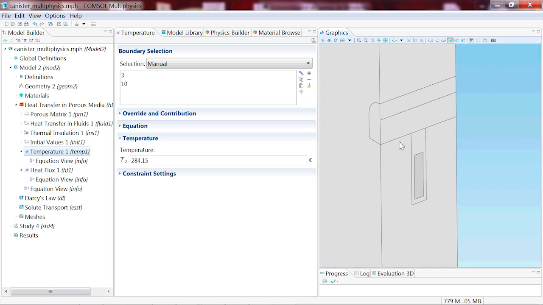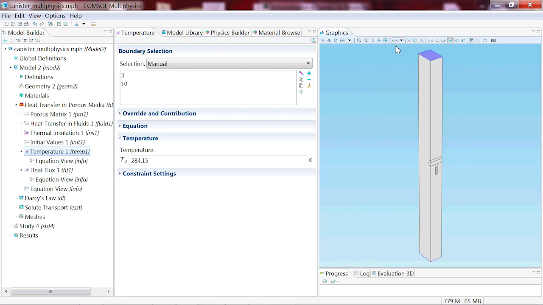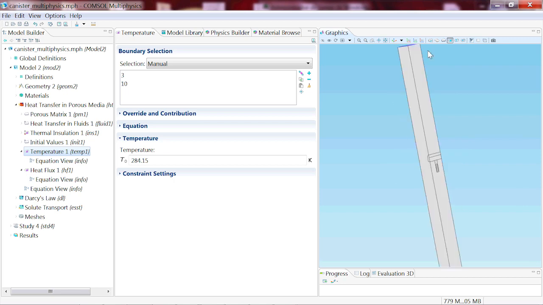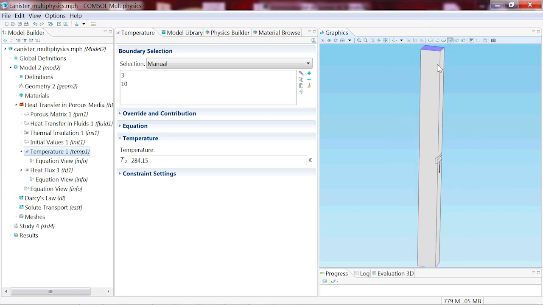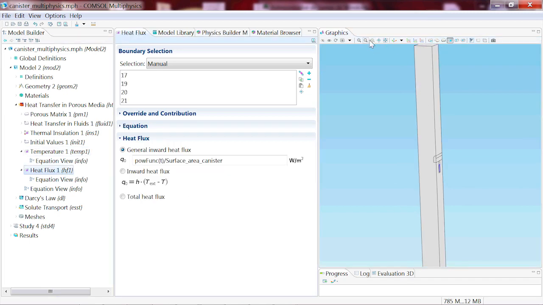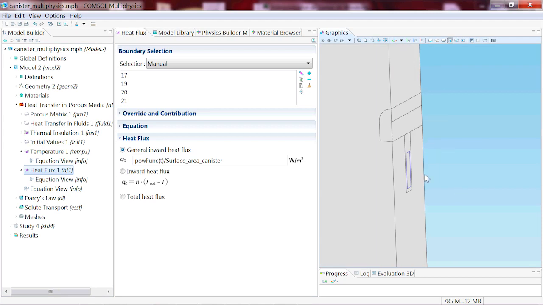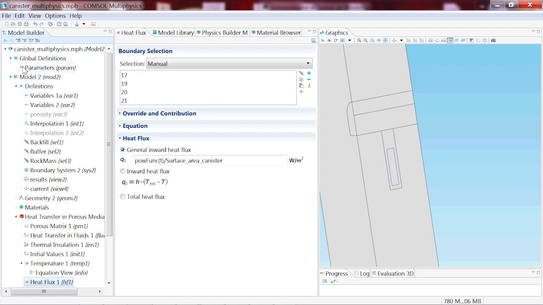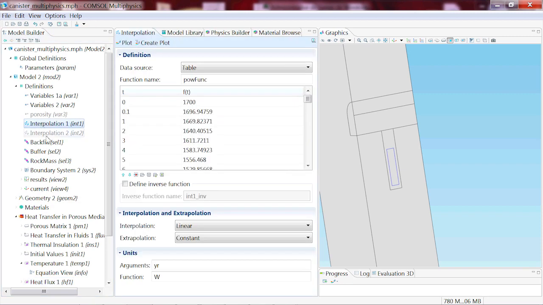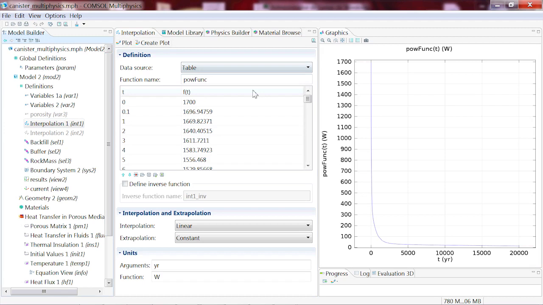One at the top and the other one at the bottom. And also a heat source within the canister. With a given heat function, as we can see in the function prescribed, the heat decays over the time.